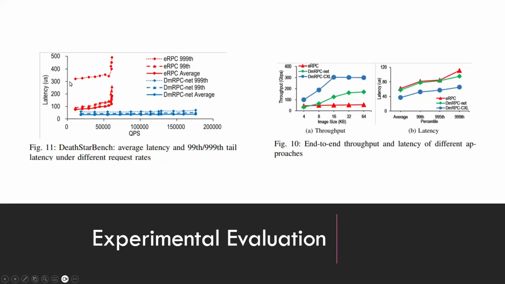They also ran the DeathStarBench with an average latency and tested 99th and 99.9th percentile tail latency under different request rates. Yeah, and it seems like after 50,000 requests, eRPC gives up, and the latency just grows way higher. When DmRPC just stays pretty steady for around 2,000 requests per second.